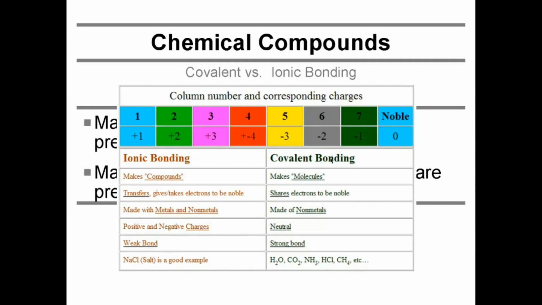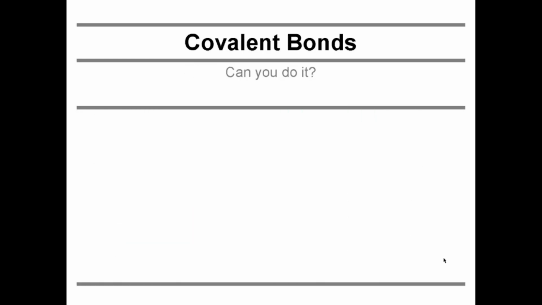On the other hand, covalent bonding actually doesn't make compounds, it makes molecules. It shares the electrons in order to kind of hit the noble column. It is most commonly made out of nonmetals. It is neutral when you throw it in water. Their bond is fairly strong, very difficult to rip apart, and there's all kinds of compounds that fall into the covalent category. The little list here.